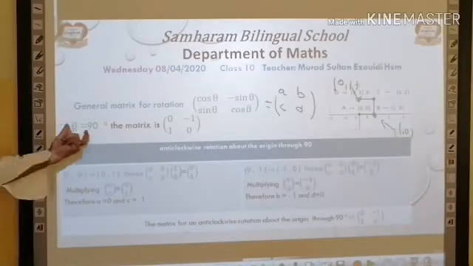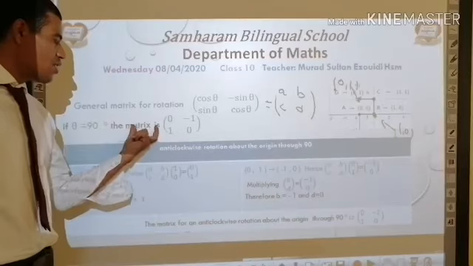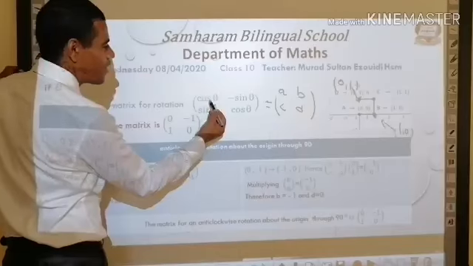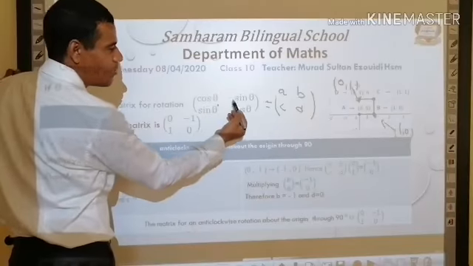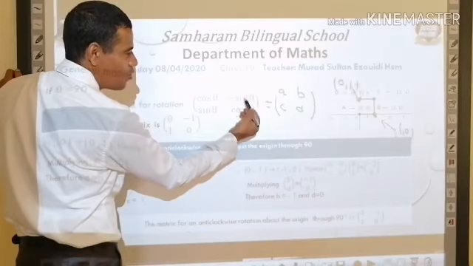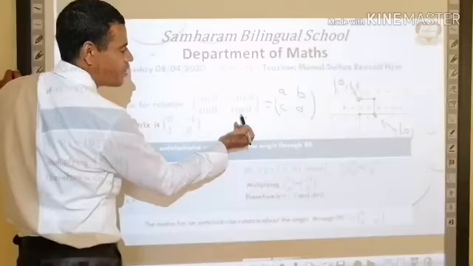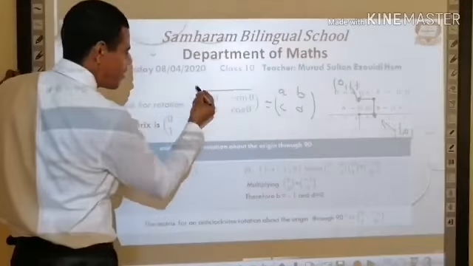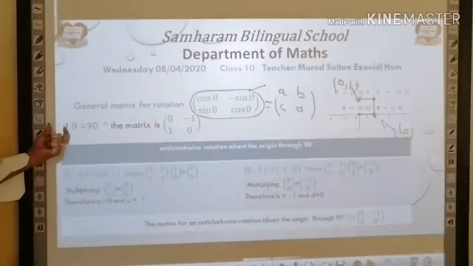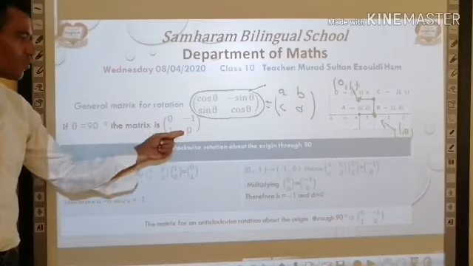So if theta equals 90 degree, the matrix for rotation 90 degree anti-clockwise about the origin is cosine of 90, which is 0, minus sine of 90 degree, sine of 90 degree is 1, so it will be minus 1, then sine of 90 degree is 1, and cosine of 90 degree is 0. This one is very important, my kids. So if theta equals 90 degree, the matrix is 0, 1, negative 1, 0.